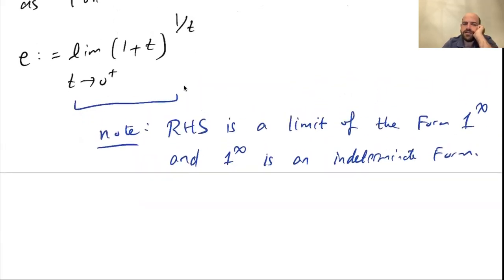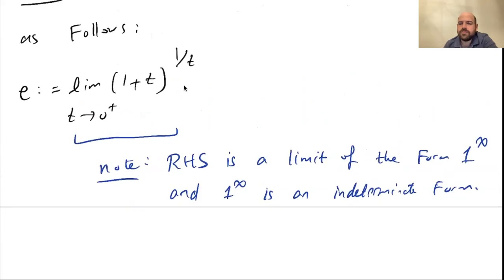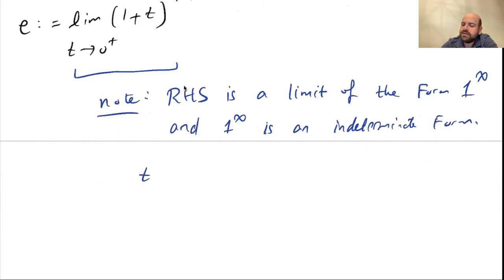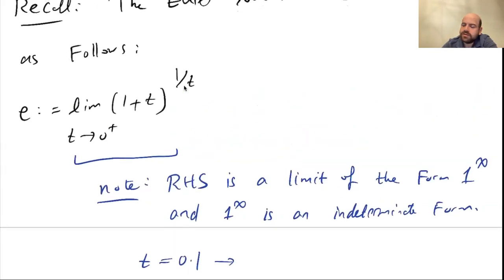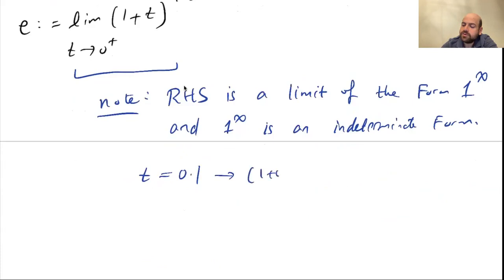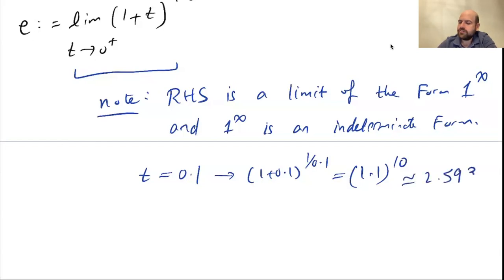So here you can substitute some numbers for t. T approaches 0 plus, right? So for example, if t is 0.1, then just replace t with 0.1 here. Then we will have 1 plus 0.1 to power 1 over 0.1. So that means 1.1 to power 10. How much is 1.1 to power 10? That is almost 2.5937.